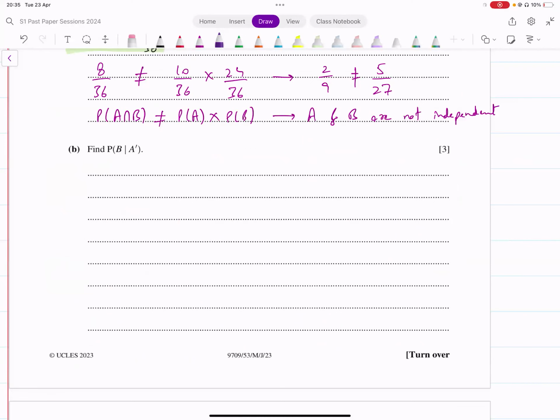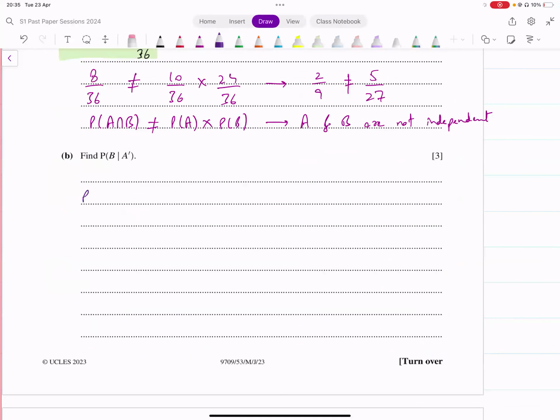What does that mean? Probability of B given A complement. How do we think about this? Remember the formula? Probability of A given B is given by probability of A intersection B divided by probability of B. So in the numerator, we've got the event in which both the things happen together. In the denominator, we've got the probability of what is given.